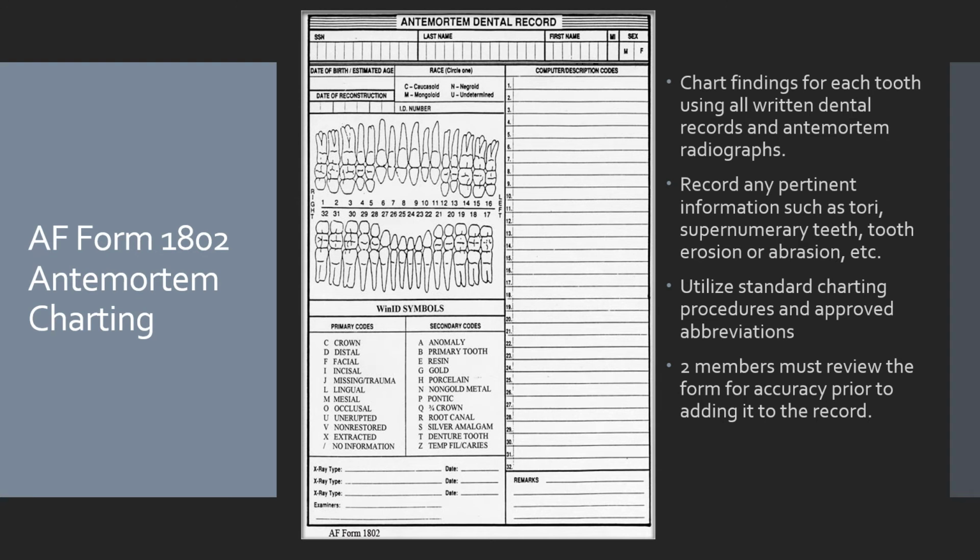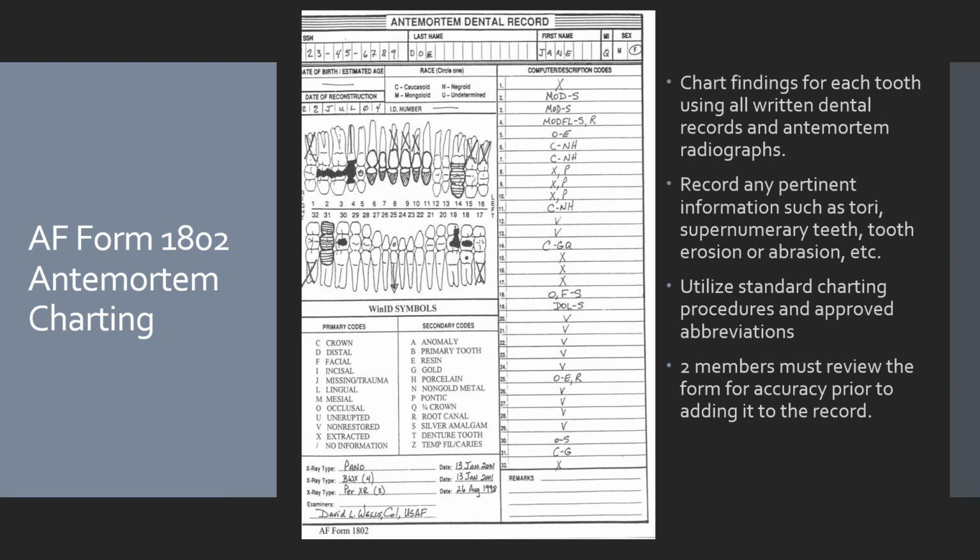The Air Force Form 1802, Antemortem Charting. Chart findings for each tooth using all written dental records and antemortem radiographs. Record any pertinent information such as tori, supernumerary teeth, tooth erosion or abrasion, etc. Utilize standard charting procedures and approved abbreviations. 2 members must review the form for accuracy prior to adding it to the record. So this is done by charting from everything existing before death, by referencing the hard copy dental record and my PACS radiographs.